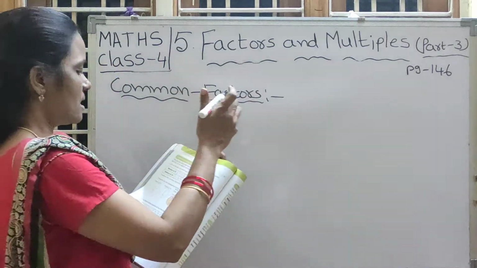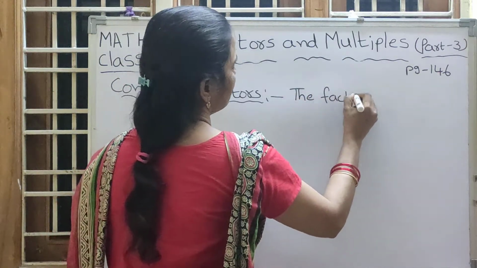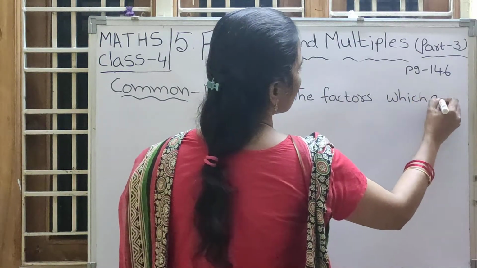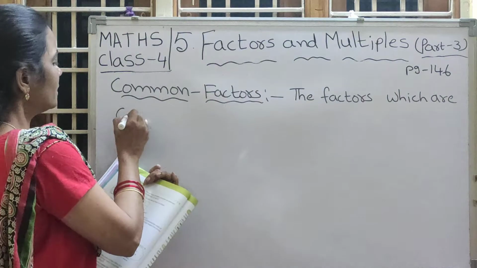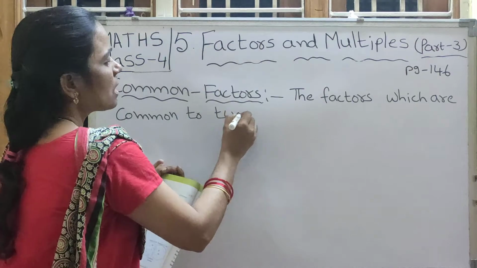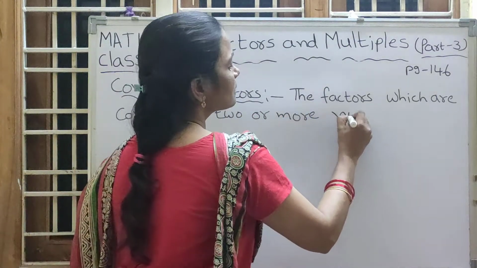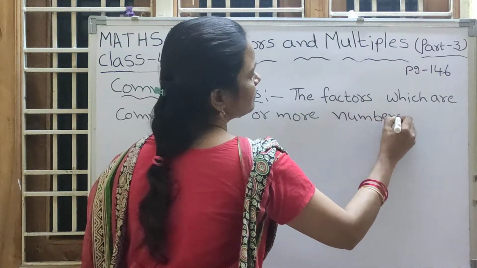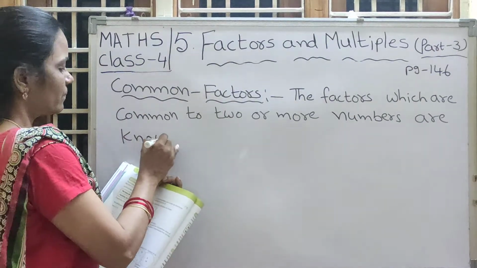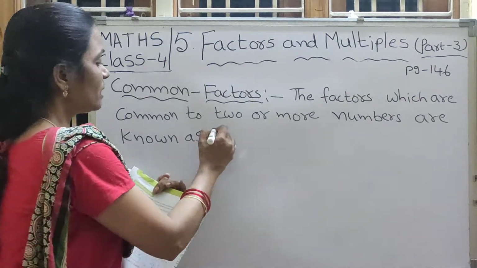Shall we write? The factors which are common to two or more numbers are known as common factors.